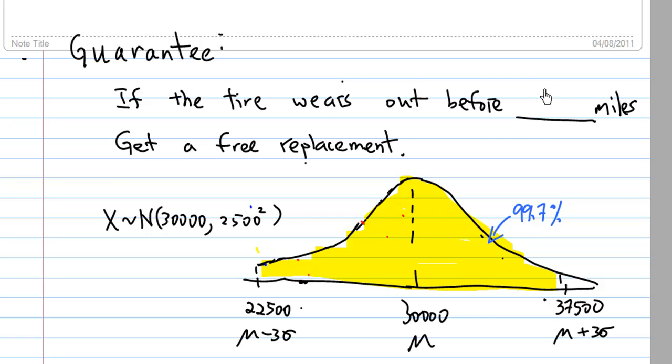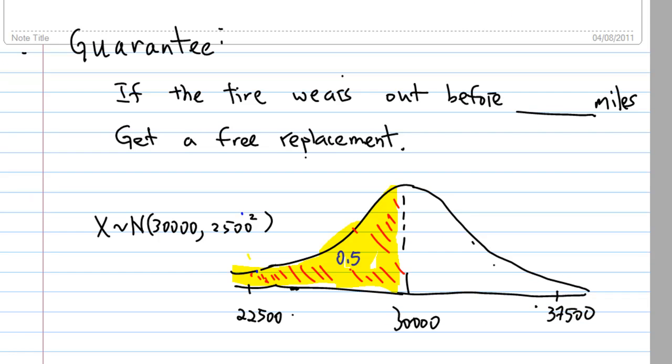So how should you put the number here? Should you put the number 50,000? Now if you put 50,000, this is very unrealistic, because that means every customer who buys the tire will get a free replacement, since tires will almost all wear out before 37,500 miles. 99.7% of the tires will last between 22,500 and 37,500 miles. If you put this guarantee, most likely the company will lose money, and most likely go bankrupt, because every customer will get a free replacement. So this is not a good number.